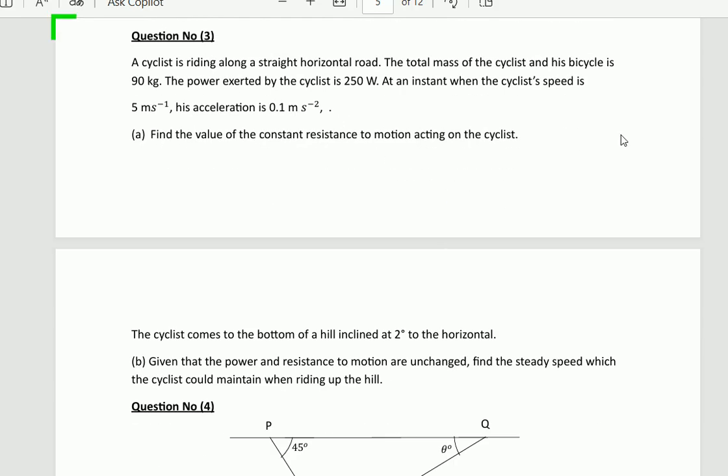Question number 3: a cyclist is riding along a straight horizontal road. The total mass of the cyclist and his bicycle is 90 kg. The power exerted by the cyclist is 250 watts at an instant when the cyclist's speed is 5 meters per second. His acceleration is 0.1 meters per second squared. Part A: find the value of the constant resistance to motion acting on the cyclist.